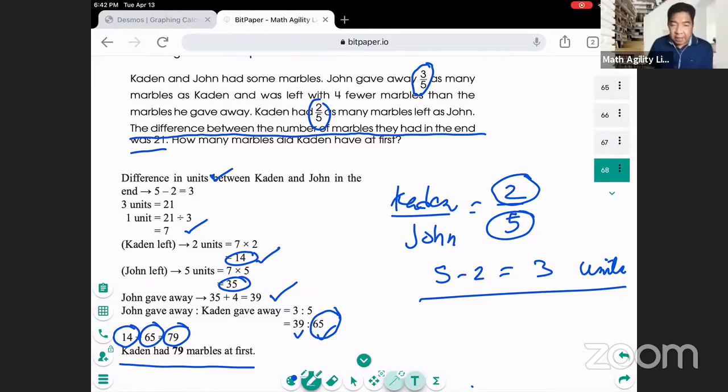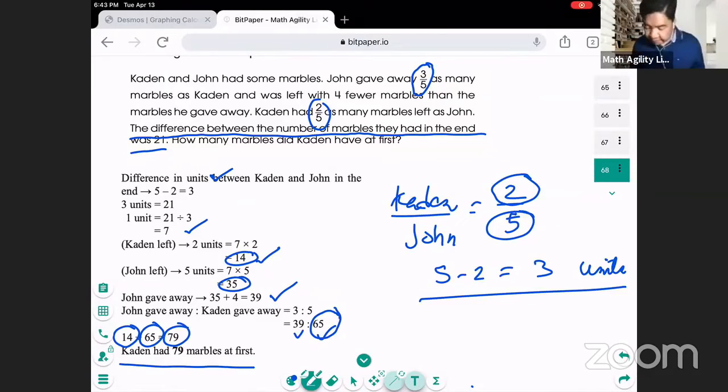Okay, I think this is easier than how I approached the problem. So let me see. Please comment in the comment section below: how did you find the Singapore math solution and my solution to this problem?